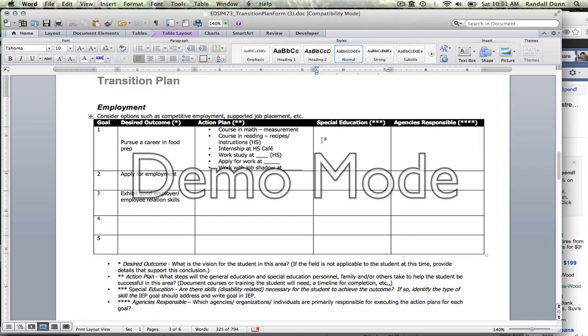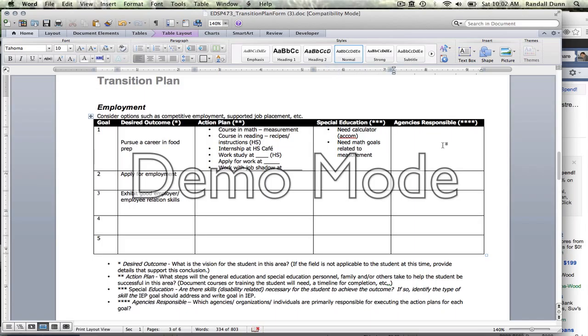Now, when it comes to special education, the course in math and the course in reading both would move towards special education stuff, because you could basically say that he may need a calculator, so that's an accommodation out of his IEP, and he may need math goals related to measurement, and there are others too, but these are the ones that you could see as obvious connectors. And then finally, the agency is responsible.